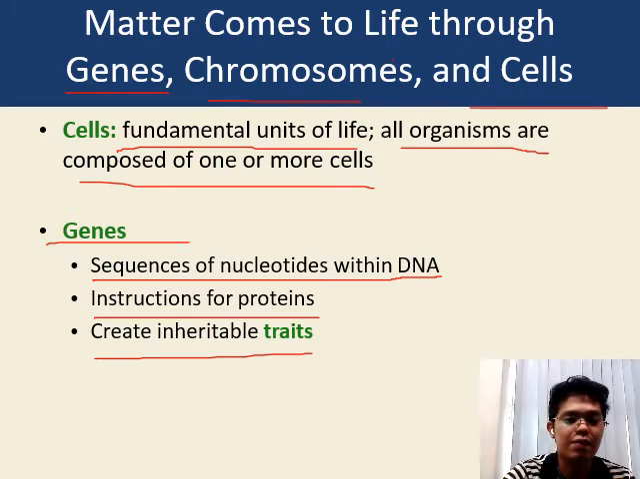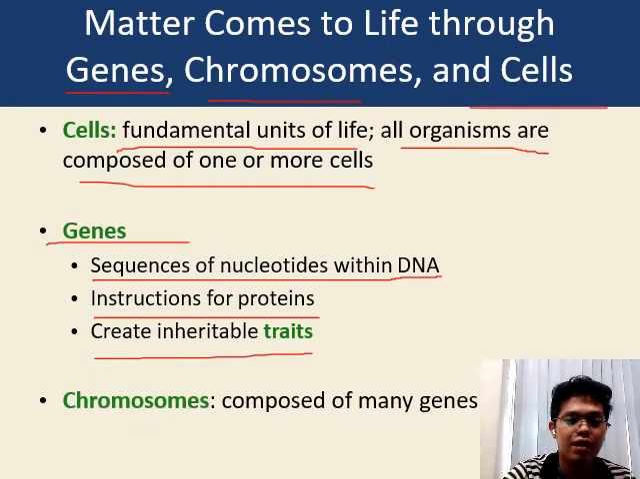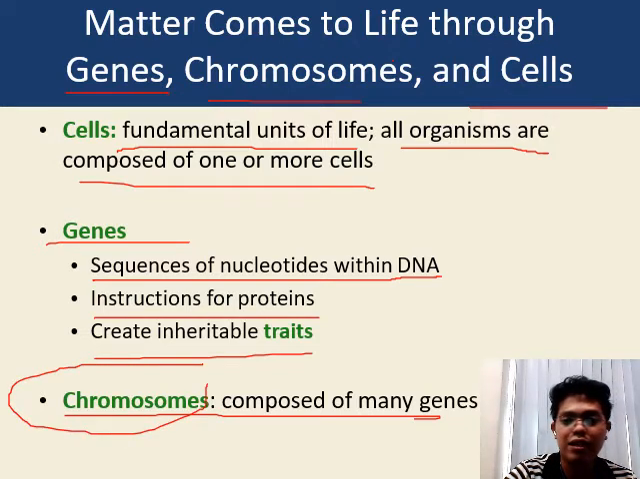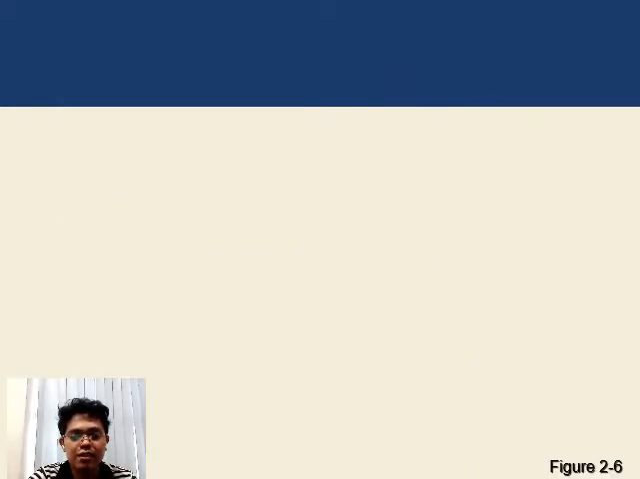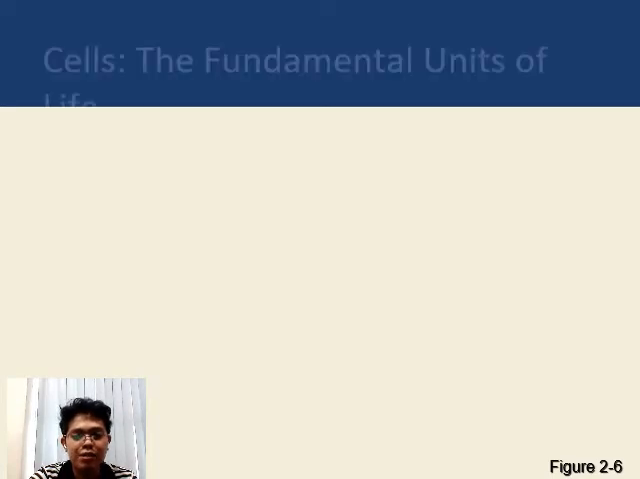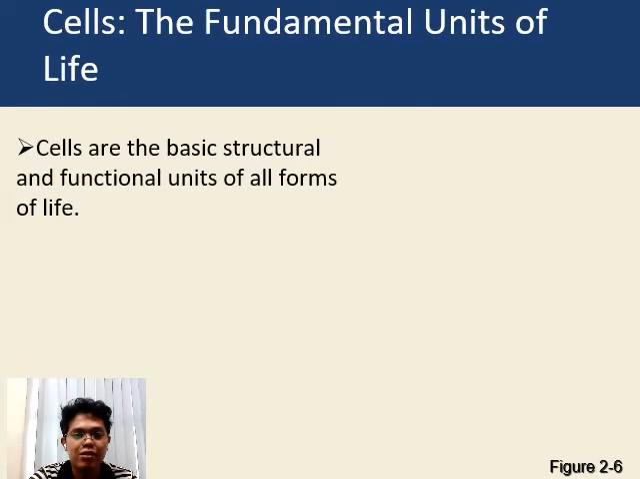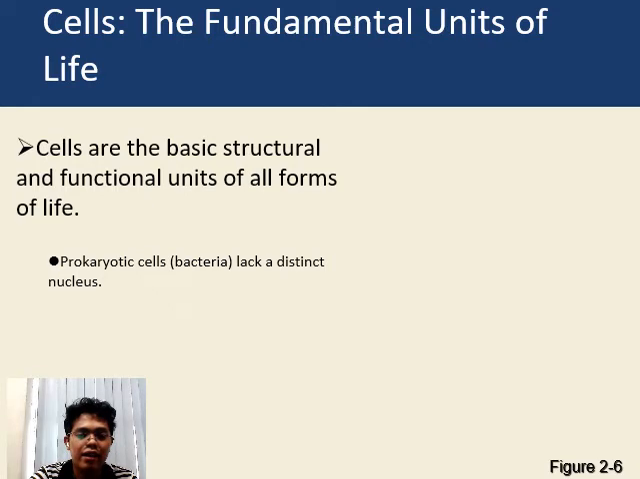So these genes can be found in a chromosome. So a chromosome is composed of many genes and DNA. So these chromosomes also can be found in the nucleus of the cells. So again, the cells are the fundamental units of life. So here's an example of the two types of cells. We have the prokaryotic cell. So these are cells found in bacteria and viruses because they lack a distinct nucleus.